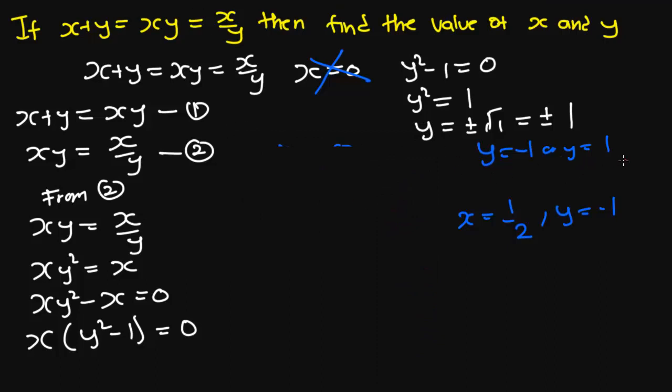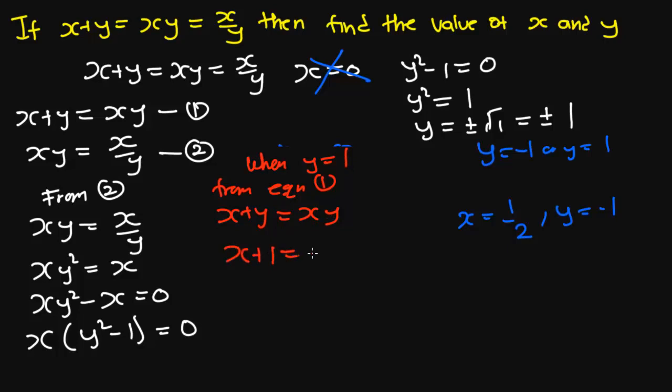Now let's consider when y is equal to 1. So when y is equal to 1, from equation 1 we were given x plus y is equal to xy. And so wherever we see y, we put 1 over there. So we are going to have x plus 1 is equal to x multiplying 1. So you're going to have x plus 1 is equal to x. When we group like terms, you're going to have x minus x is equal to negative 1. And so x minus x gives 0, and 0 is not equal to negative 1.